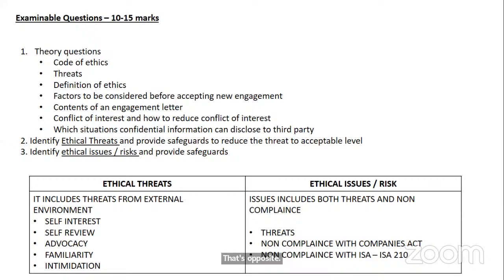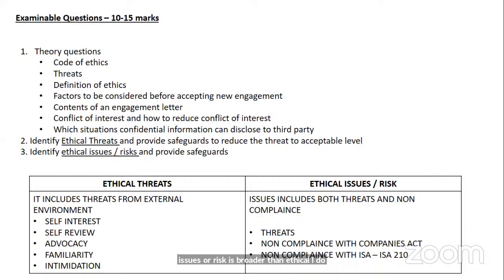Examples include self-interest, self-review, advocacy, familiarity, and intimidation. All these are ethical threats. Then what are ethical issues? Ethical issues or risk is broader than ethical threats.